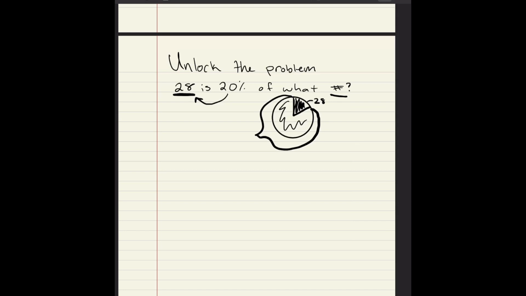So we can use ratios to set this up. Our ratio of the percent would be 20 over 100 because it's per 100. So here is our part, here is our whole. And that is equal to 28, which is the part that we were given, and we have an unknown whole.